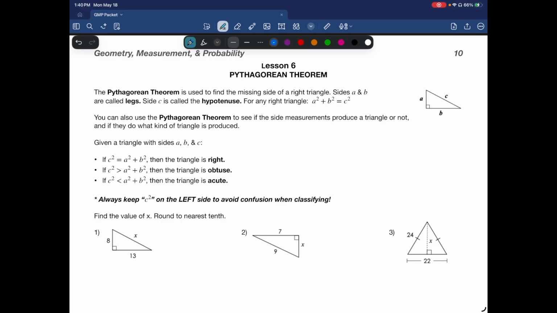All right, so the Pythagorean theorem is used to find the missing side of a right triangle. Sides A and B are called legs, and side C is called the hypotenuse. For any right triangle, a squared plus b squared equals c squared is your Pythagorean theorem. There are several proofs for the Pythagorean theorem. Depending on your students, this might be helpful for them to really understand. There's a video in Canvas that also walks through it.